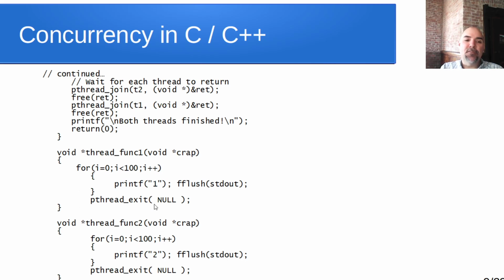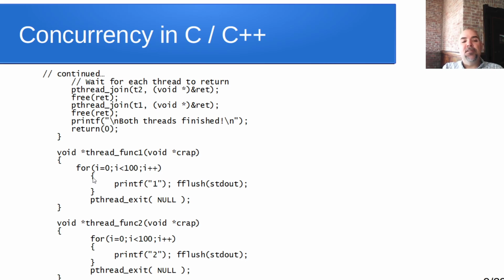Now, what do the threads themselves look like? These are the thread functions. Notice I just have this void pointer of something being passed in. In our case, I'm just passing a null pointer in, but we could change it to something else. And we have this returning a void pointer. In this case, I'm just returning null with pthread_exit.